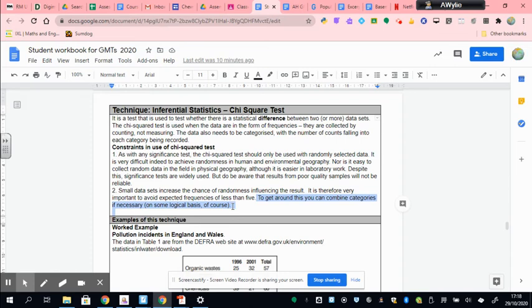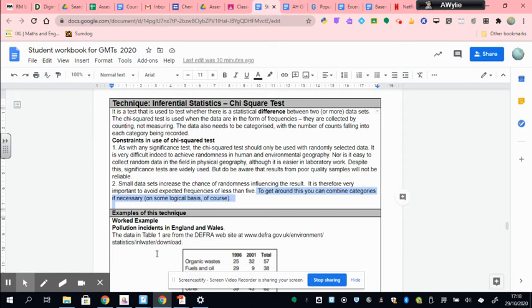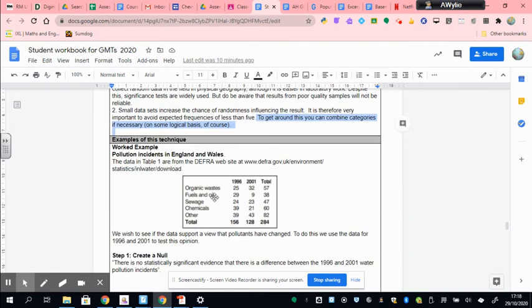Let's just drill a little bit deeper. How can we practically apply this? Well, let's just have a little look at this example. What have we got here? Well, we've got a result of 2 years, 1996 and 2001. And we have been measuring the amount of pollution incidents, different types of pollution incidents in those 2 years. And we think by looking at the raw data that there is a mathematical difference, not in the total number, because of course there is a difference in the total number, we can see that at the bottom, but we think that there's actually a difference in the different categories all the way through.